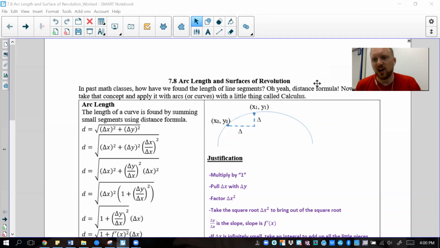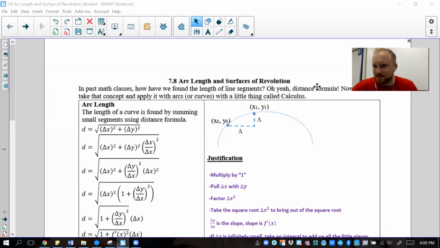Hello, ladies and gentlemen. Today we're going to be covering 7.8, which is arc length and surfaces of revolution. So in past math classes, we had found the length of line segments. We used this idea of the distance formula to find the length of a line segment, and we took the square root of (x2 - x1) squared plus (y2 - y1) squared. Then we simplified. That's how, given 2 points, we found that line segment.